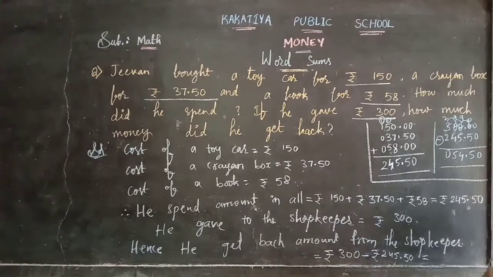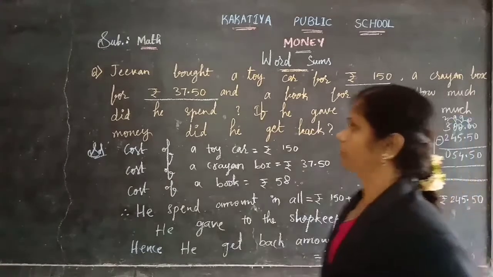So what amount will he get back from the shopkeeper after purchasing these 3 items? So 54 rupees 50 paise. He'll get back that amount from the shopkeeper. Okay.